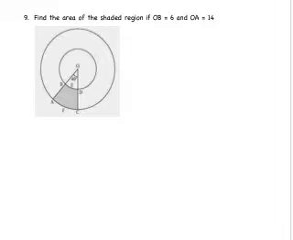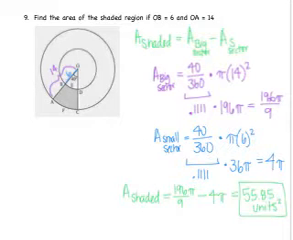Alright, so go ahead and try number 9, see how far you can get, and see if you can figure out the area of the shaded region. Alright, so for this one I ended up with 55.85 units squared. So let's go ahead and walk through that. If you got that, you can move on. If you didn't, I will walk you through it.